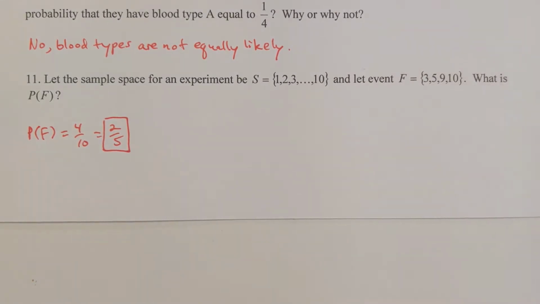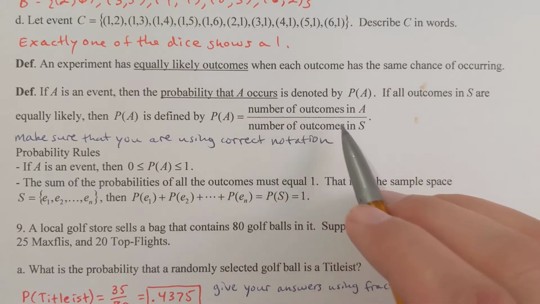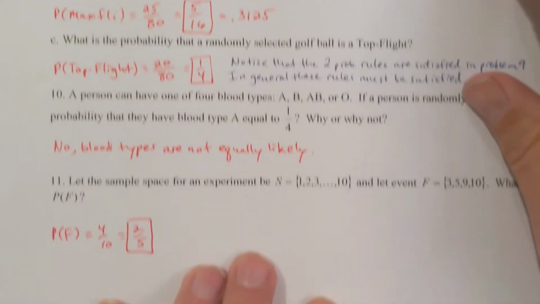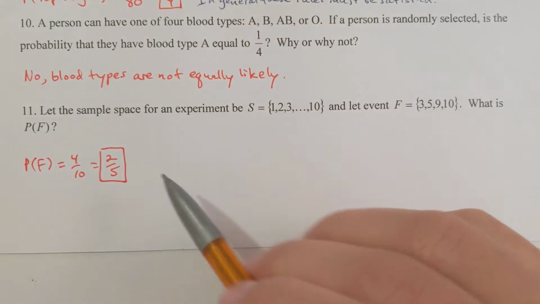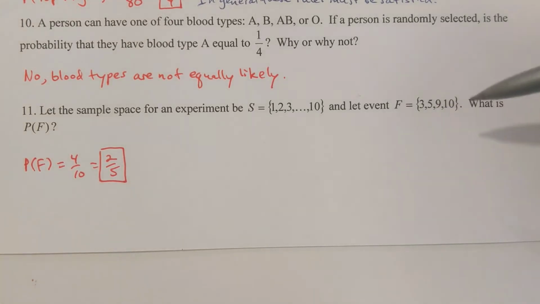Problem 11. Let the sample space for an experiment be the set of counting numbers 1 through 10, and let F be an event in the sample space. What is the probability of F? So the way that we define probability is we want the number of things in set A divided by the number of things in the sample space. So the probability of F would be, well, there's 4 things in F. There's 10 things in the sample space. 4 over 10 reduces to 2/5. Okay? So 2/5 would be the probability of selecting one of these numbers in F.